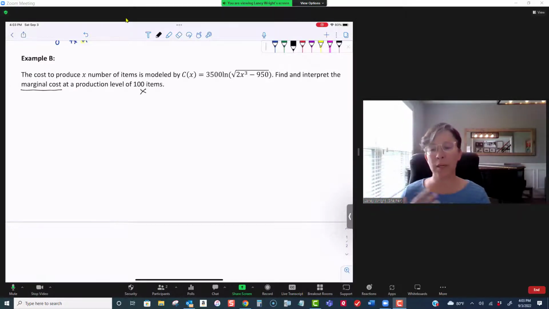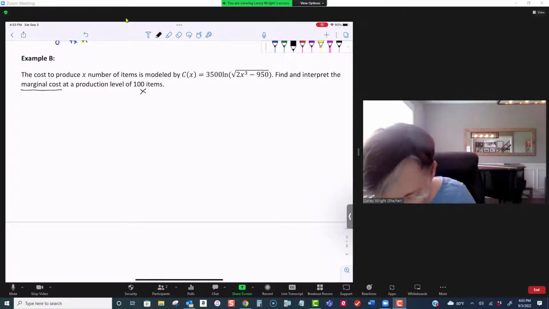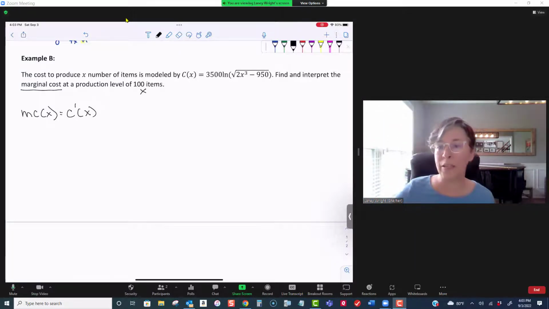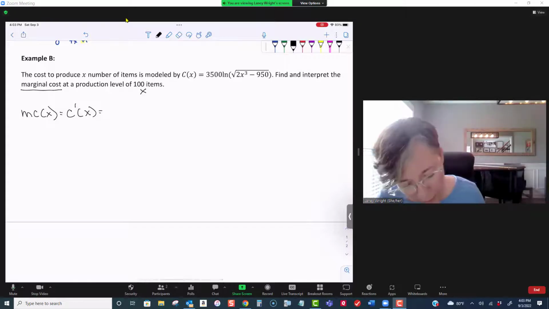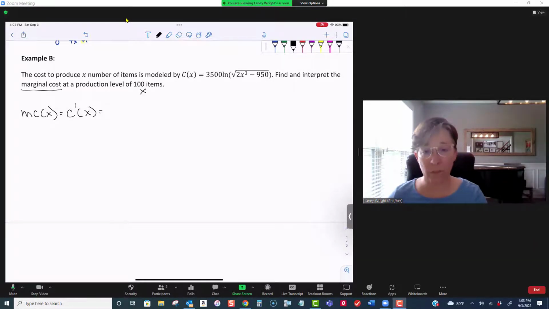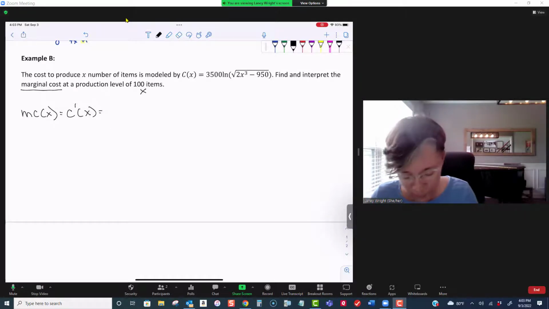Some people try to plug in that 100 right off the bat, but remember, we have to know what the function looks like before we actually plug in the 100. So the marginal cost function is the same as the first derivative, it will just be interpreted slightly differently. And it looks like we're going to be using the chain rule because we have a function within a function. So let's take the derivative of the outside piece.